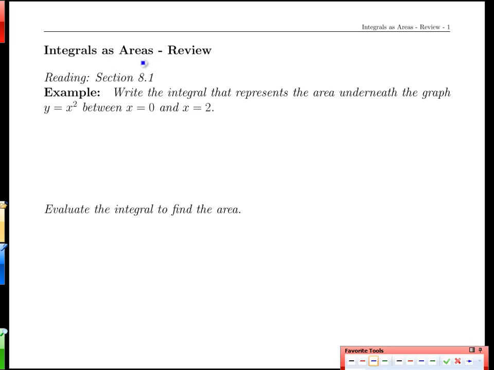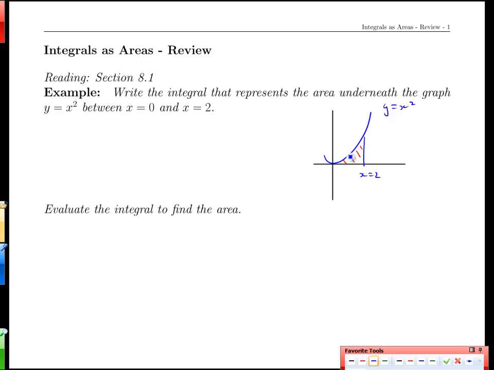We'll start with the idea of area being related to integrals, though. If we look at this question here, write the integral that represents the area underneath the graph of y equals x squared between x equals 0 and x equals 2. The first thing I hope we would do is sketch a graph. That would be the graph of y equals x squared, the parabola, and we have an interval given, x equals 0 to x equals 2. And so what we're looking for is the area shaded in red here.